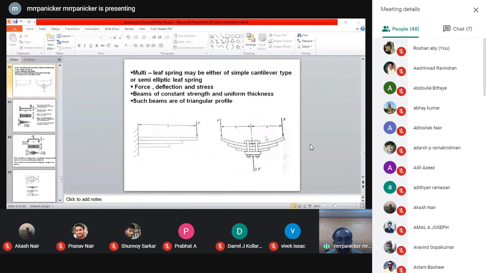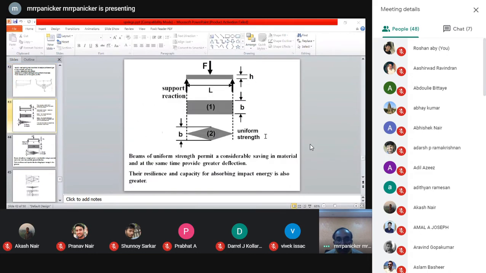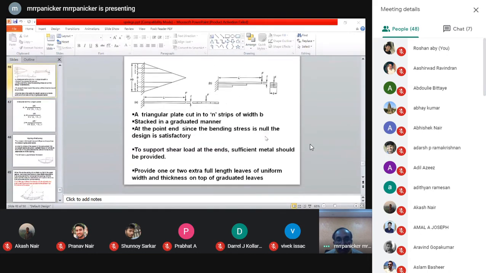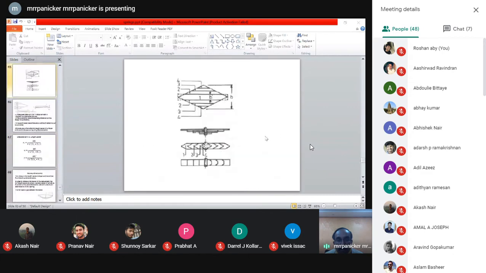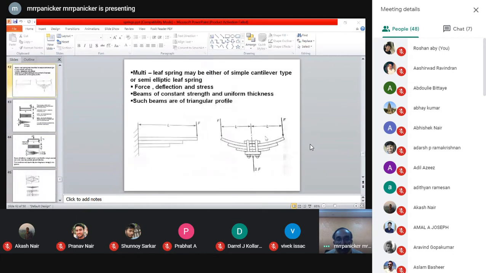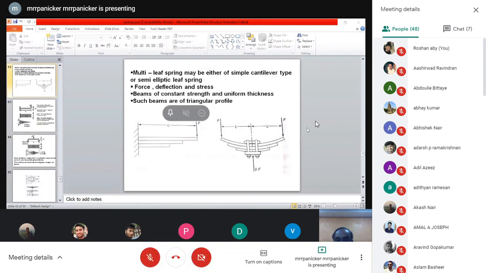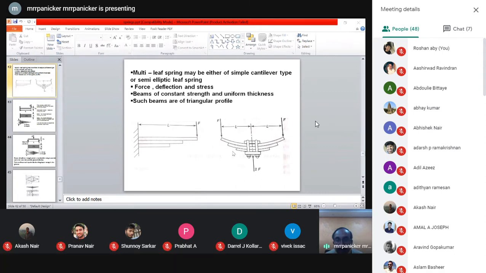Now the construction: you have a master leaf. The topmost leaf is called the master leaf. And below that you will have different graduated leaves.